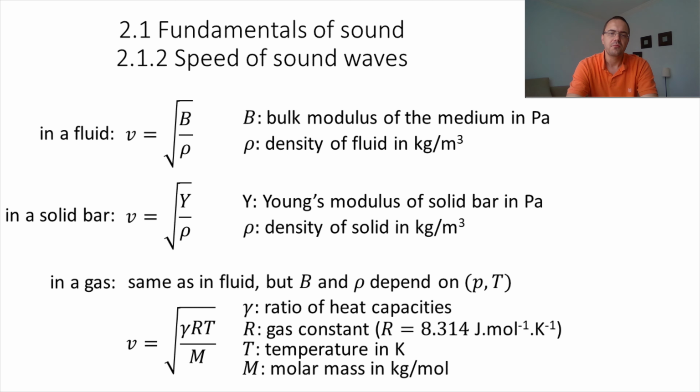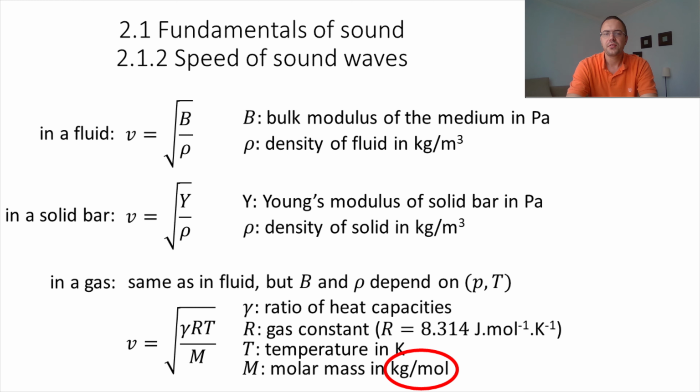For a gas, one can use the same formula as for a fluid, but because the bulk modulus and the density depend on the pressure and temperature of the gas, we can use another formula where v is the square root of gamma R T over M, where gamma is the ratio of heat capacities. We will come back to this quantity in the chapter on thermodynamics, but for now, you can just admit that this is a number. R is the gas constant, 8.314 joule per mole per Kelvin, T is the temperature in Kelvin, and M is the molar mass in kilogram per mole.